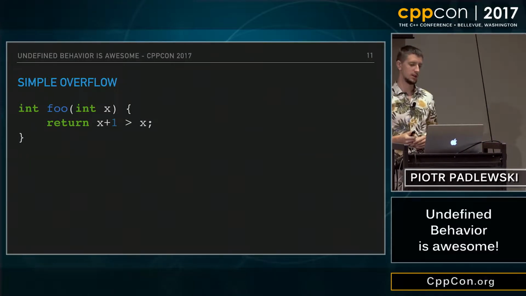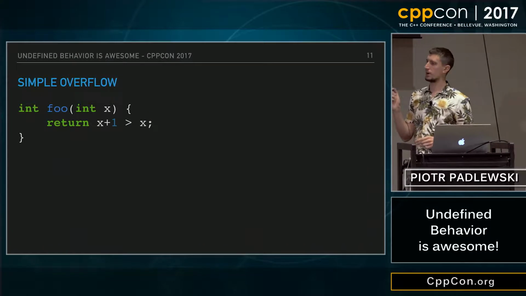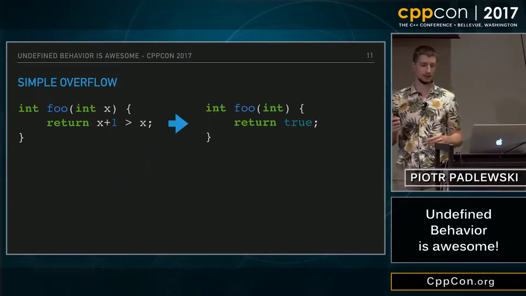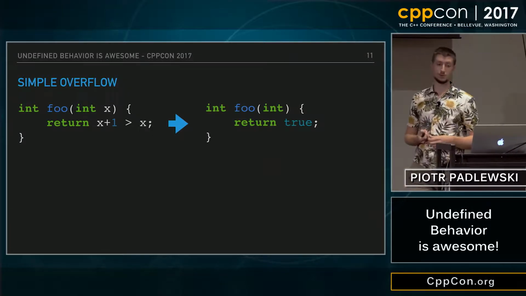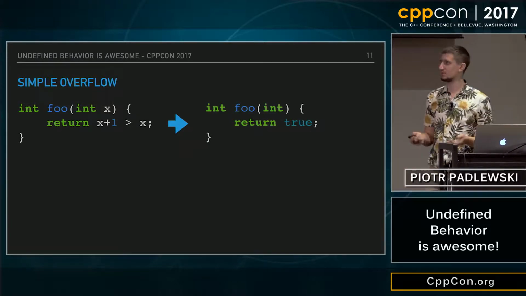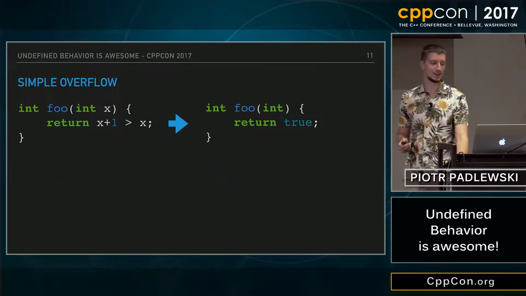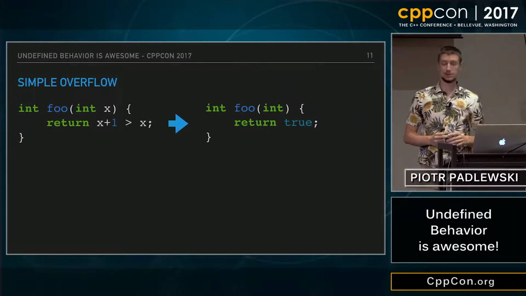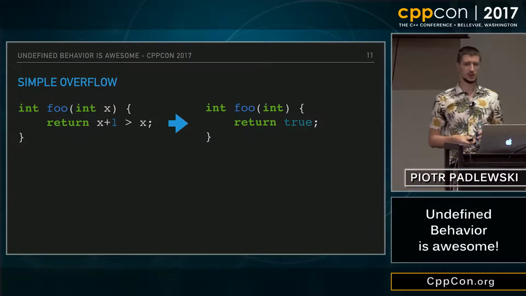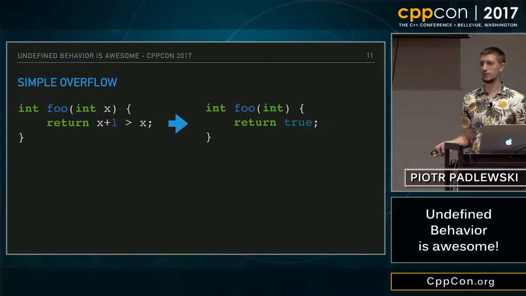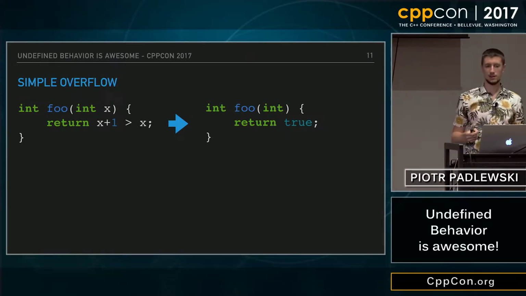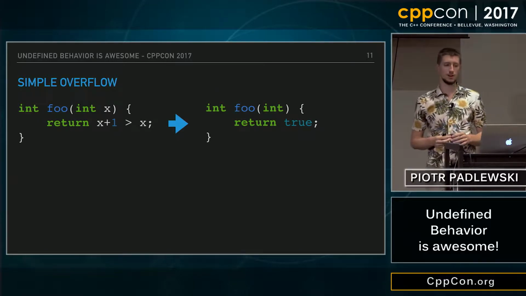So, overflows. If we compile this function, then a smart compiler can actually do a transformation like this. And this seems totally valid, right? By doing simple math, we always know that x plus 1 is greater than x. But this is not the case if we have an unsigned integer, because overflow on an unsigned integer is totally defined, right? We just have to do modulo.